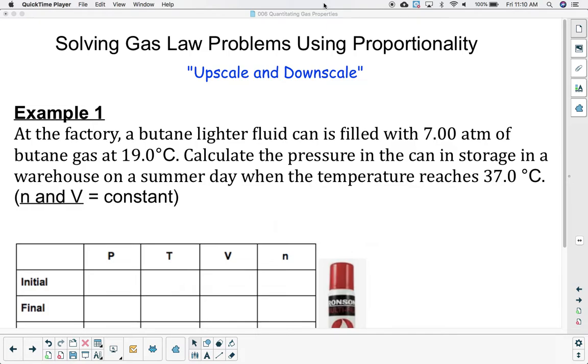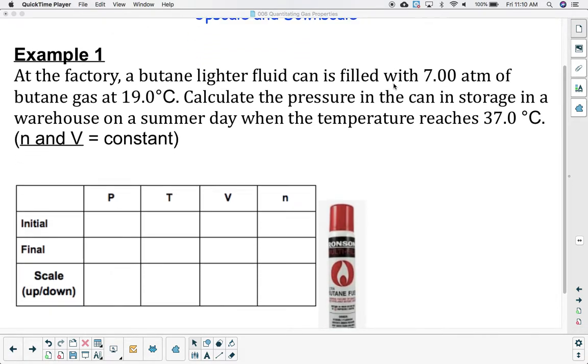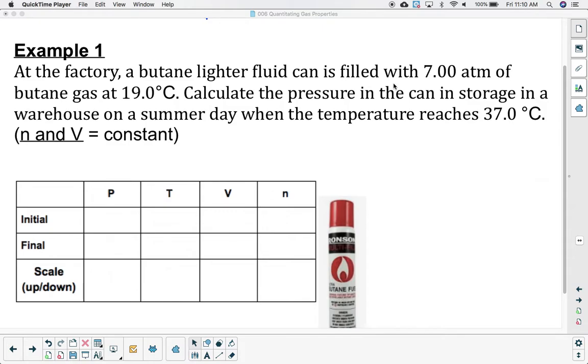We call it an upscale downscale approach, where you really think about, do you want the number to become bigger or become smaller, and use the appropriate upscaling downscaling technique. For our first example, we're going to look at a butane lighter can. This lighter can is filled with 7 atmospheres of butane gas at 19 degrees Celsius.